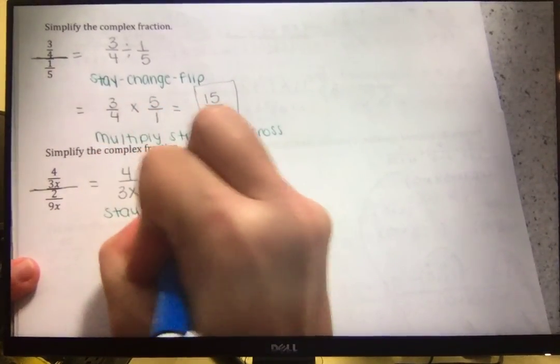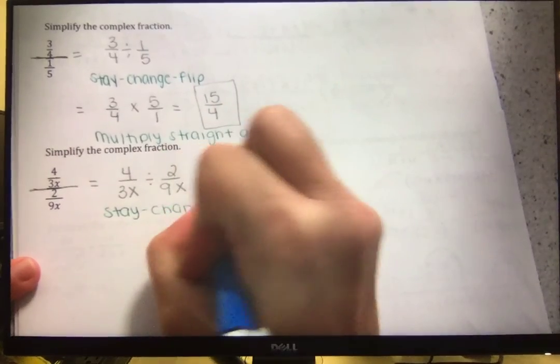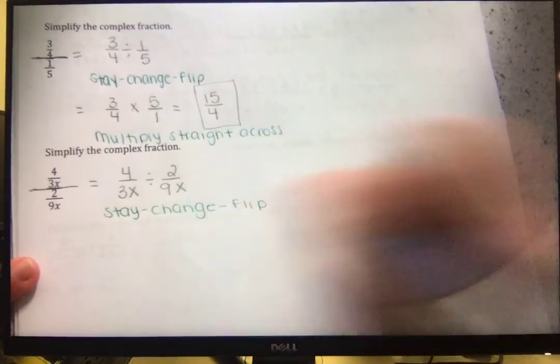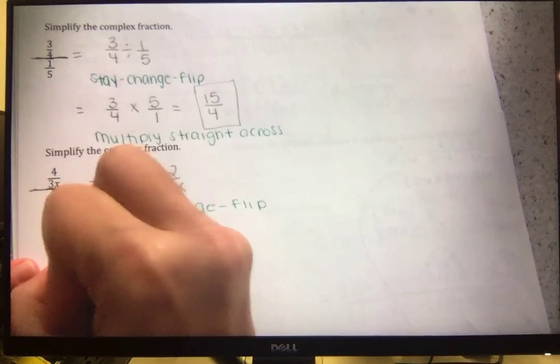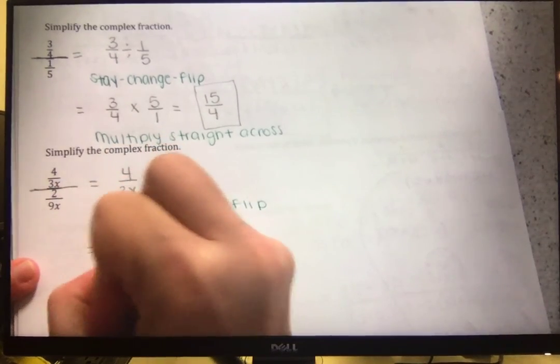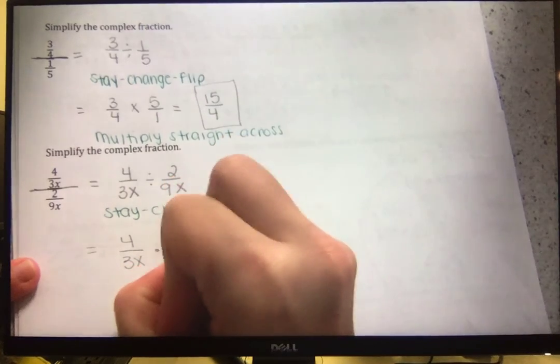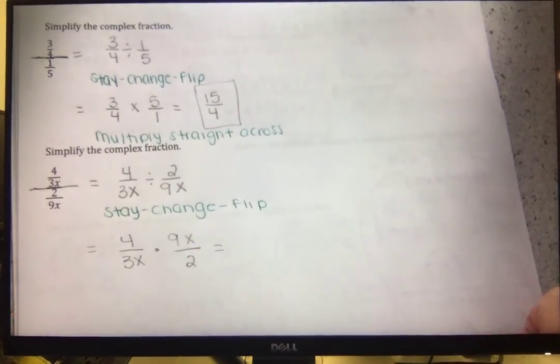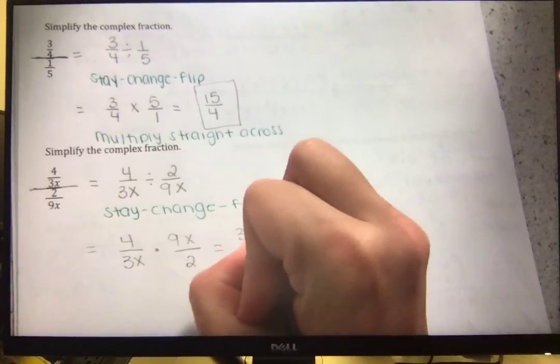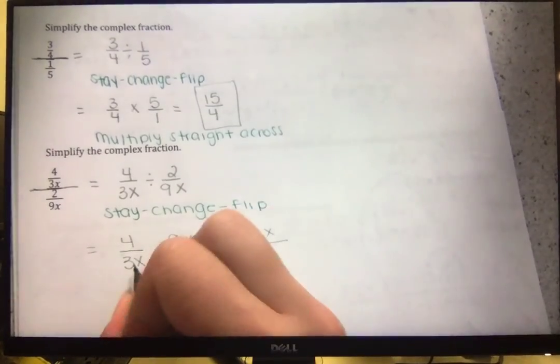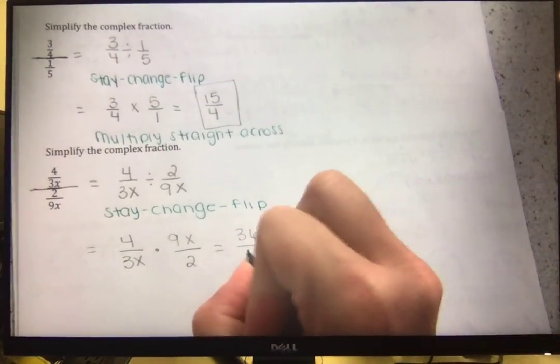The first fraction stays the same. Our operation changes from division to multiplication. And we are going to flip the second fraction. So 4 over 3x times 9x over 2. So we can multiply straight across. 4 times 9x will give us 36x, all over 3x times 2, 6x.